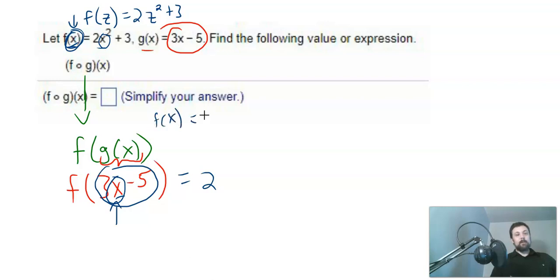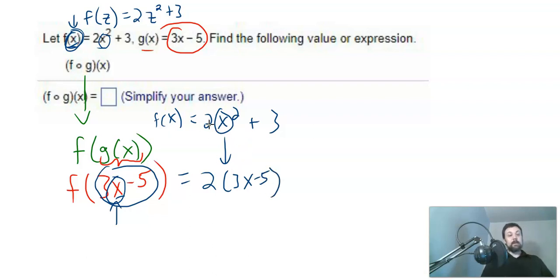f of x equals 2x squared plus 3. I'm replacing the x here with 3x minus 5, but everything else is going to stay the same. The 2 gets copied down. I'm going to raise this to the second power still. I'm still going to have the plus 3. I should have used different colors there to make that easier to see, but hopefully you were able to follow that. And so this is what we get, and this is really the final answer.